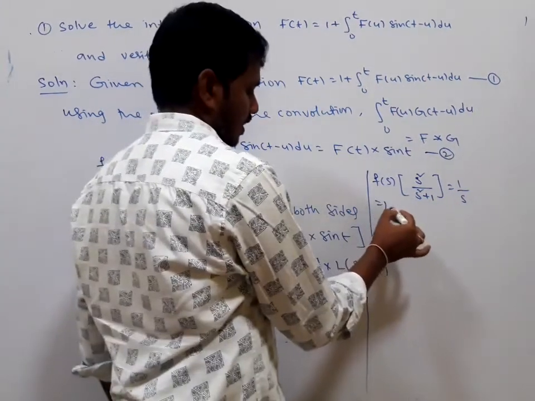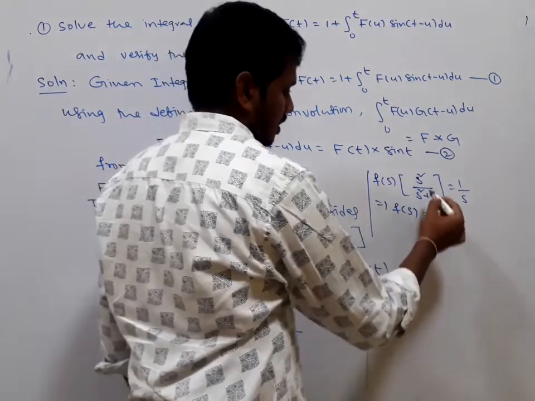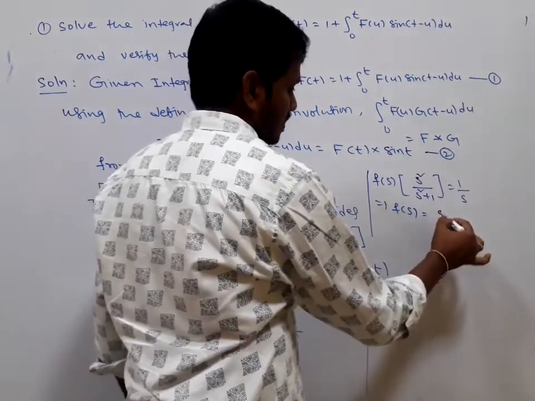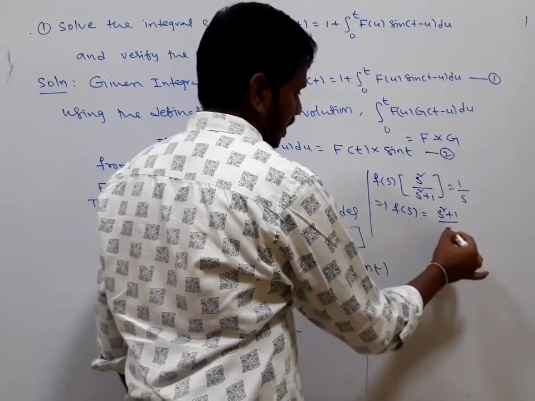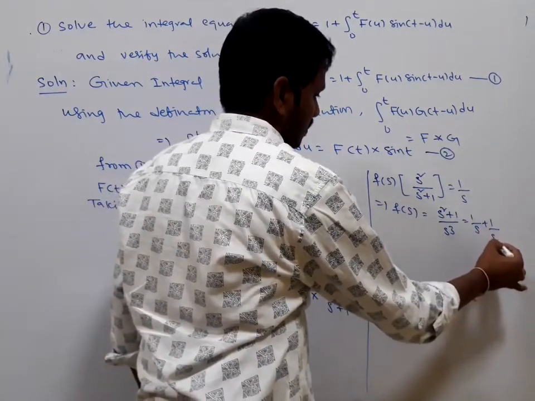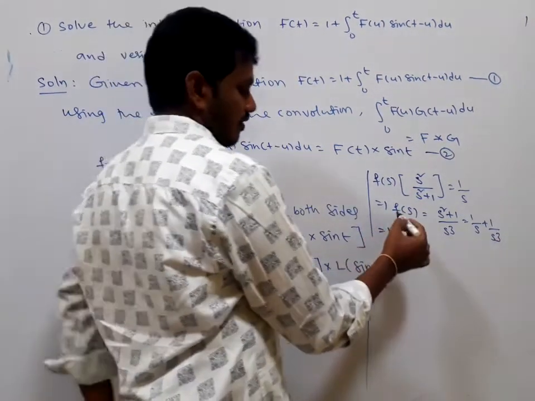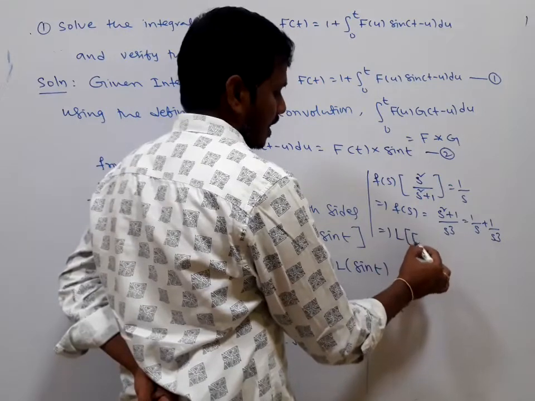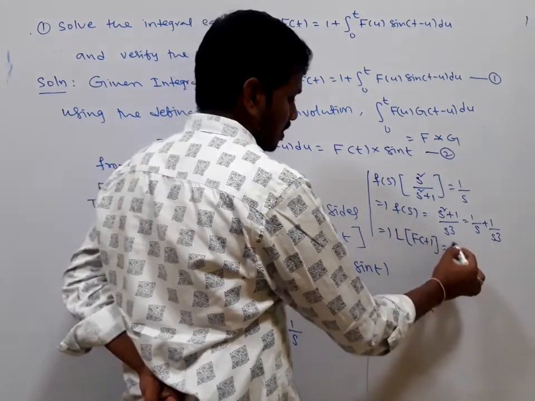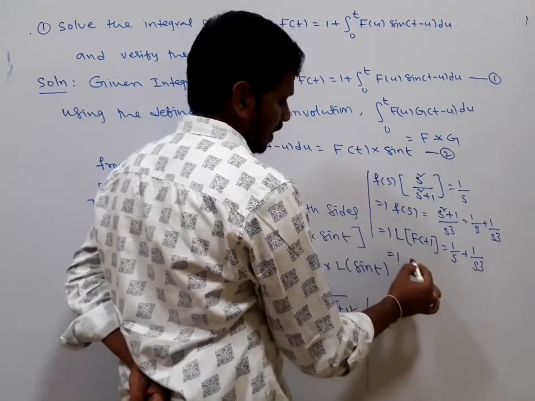That implies F(s) is equal to, taking the term to the right side, (s squared plus 1) divided by s cubed, which is 1 by s plus 1 by s cubed. Now the Laplace transform of f(t) is equal to F(s). So L of f(t) equals 1 by s plus 1 by s cubed. Now we need to find f(t) here.